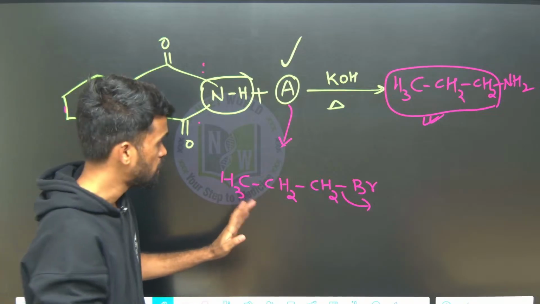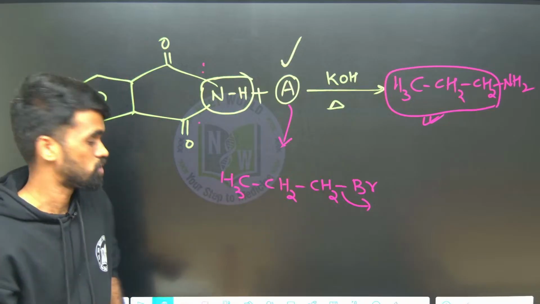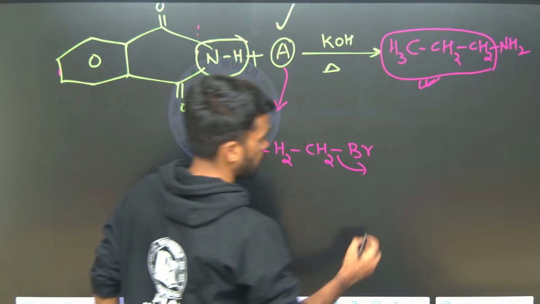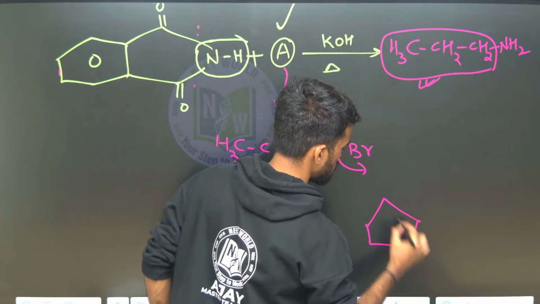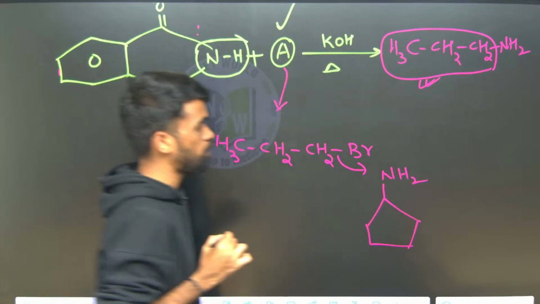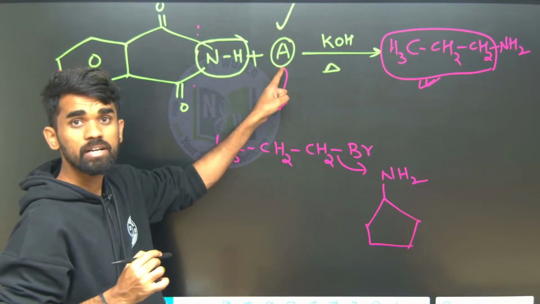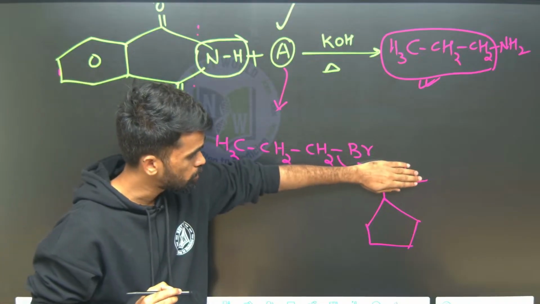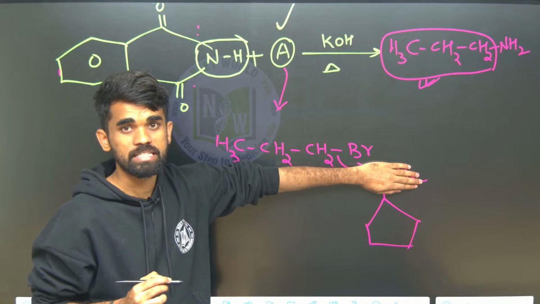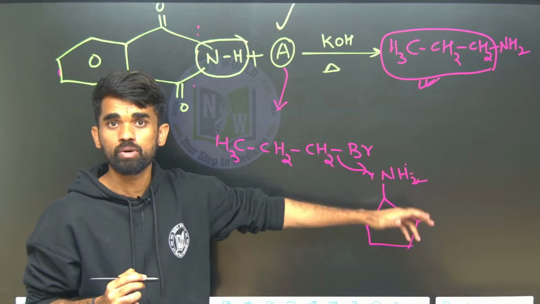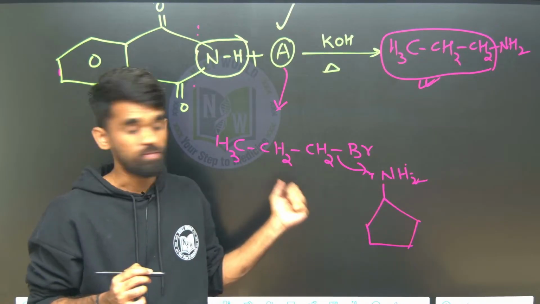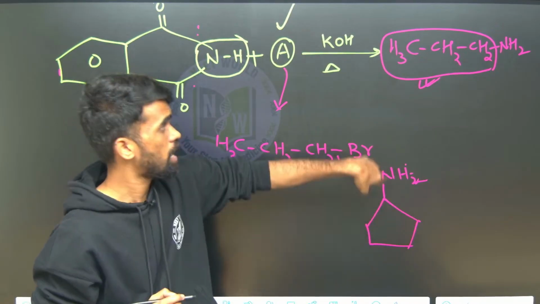Hope this is clear. So I will be asking you one more question. I wanted to prepare this one. So what is my A here? Just remove the nitrogen, and the remaining alkyl part is there. That you should attach to the halogen. That's it. Cyclopentyl chloride or cyclopentyl bromide you should take for the preparation of this particular amine.